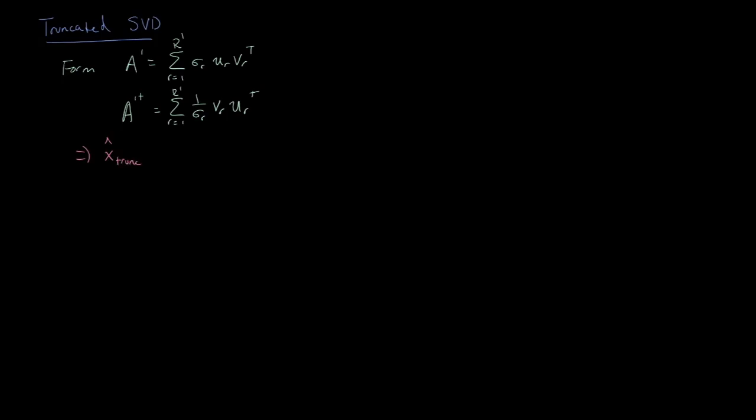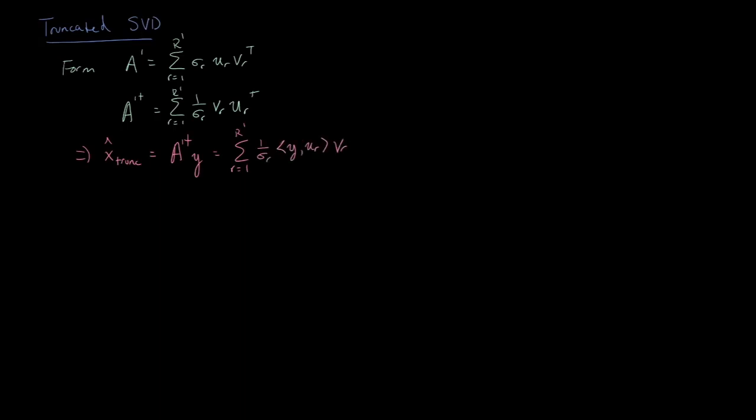But just to make this idea more concrete, we're going to form an approximation A prime to A that is exactly what we had before, but only sums up to capital R prime. And then we'll form the pseudo-inverse of A prime, which is just this truncated sum. The truncated pseudo-inverse solution is simply applying the pseudo-inverse of A prime to y, which gives us this truncated version of the sum that we had before.